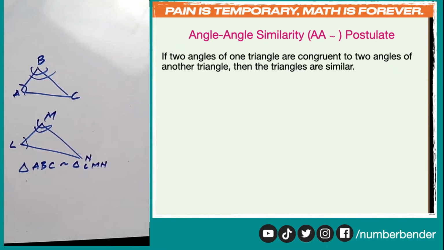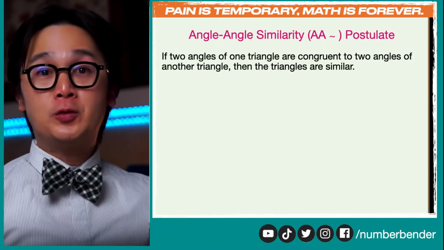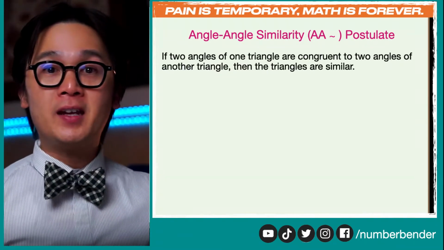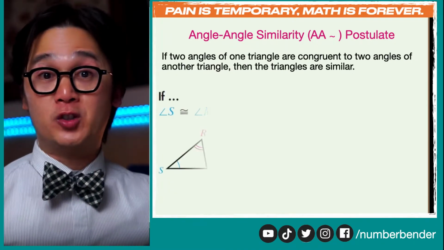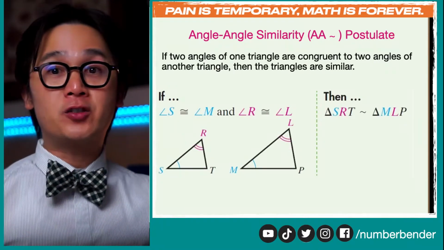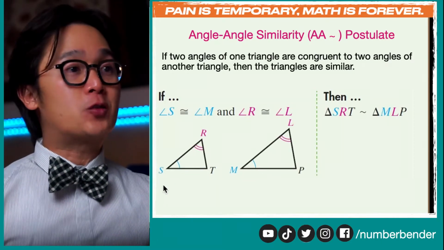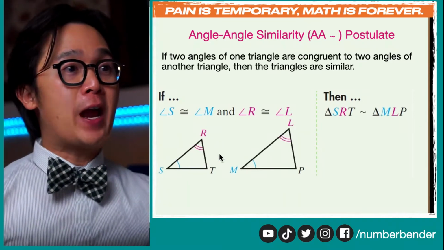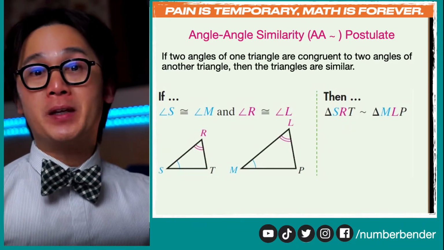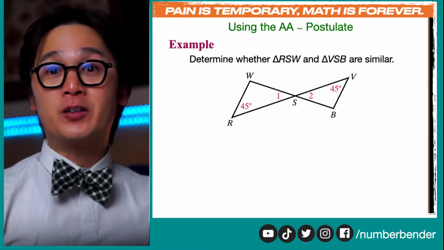And this is how the diagram works when we are using this postulate to prove that the triangles are similar without using all the corresponding angles and all the side lengths of our triangle. Similarly, if we have these two triangles, triangle SRT and triangle MLP, if angle S is congruent to angle M and angle R is congruent to angle L, therefore the two triangles are considered to be similar using this postulate.